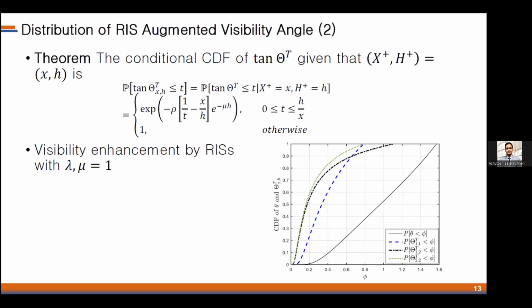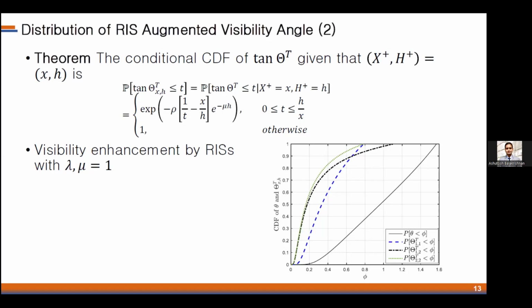So yes, here is another theorem. We want to obtain the CDF, the distribution of theta t, the blockage angle at the transmissive RIS. The transmissive mode of the CDF of theta xh is definitely a function of the network parameters. The law is lambda over mu again, and something like this.